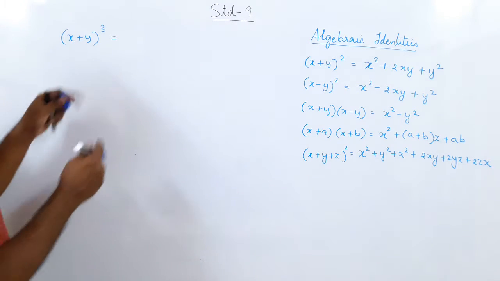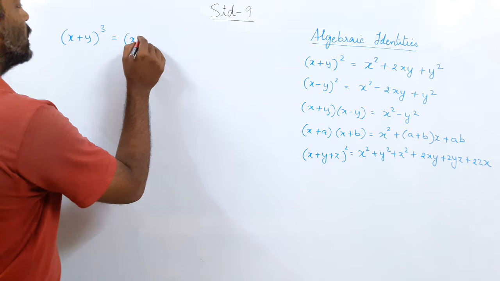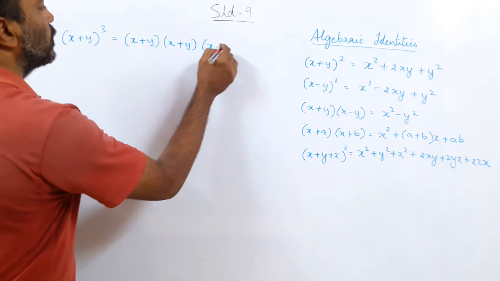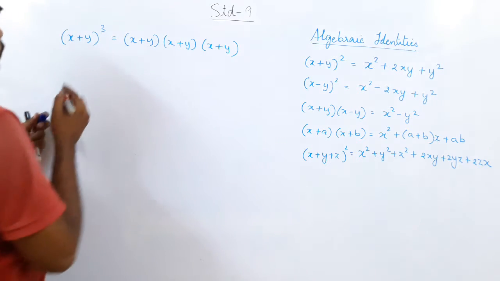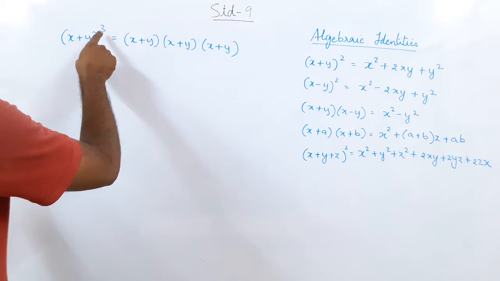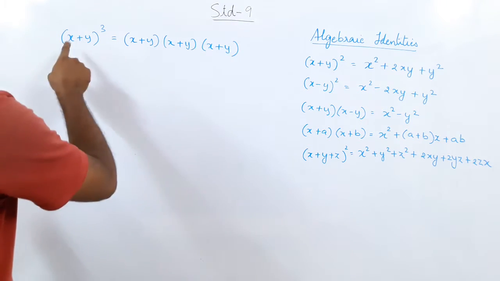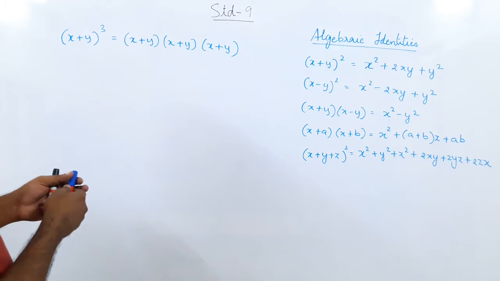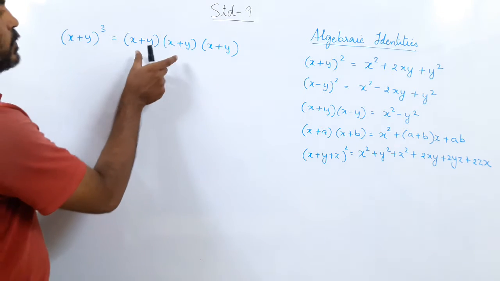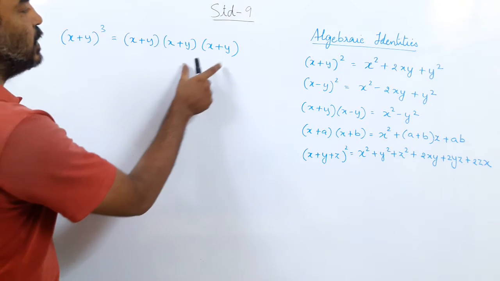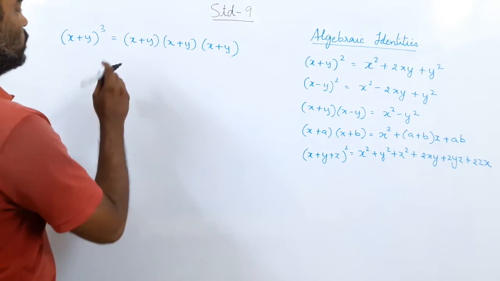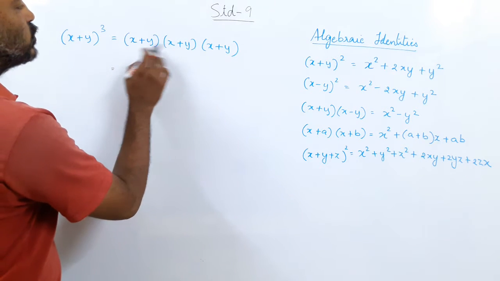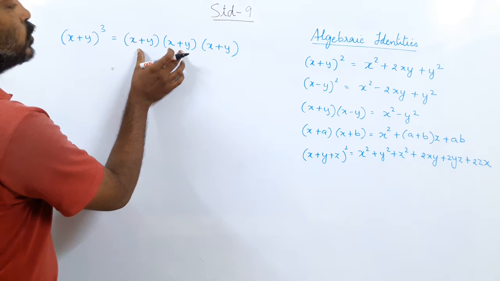Now what does x plus y the whole cube mean? x plus y into x plus y into x plus y. Right? The cube means, for example, 5 cube means 5 into 5 into 5. So x plus y the whole cube means x plus y into x plus y into x plus y. Now we can multiply these two and then multiply the third one, right? But when I multiply these two, x plus y into x plus y means what? x plus y the whole square.